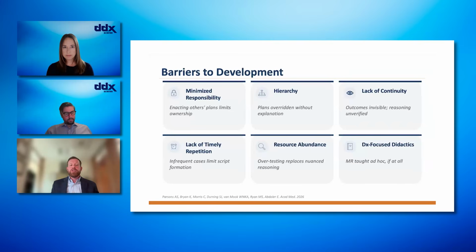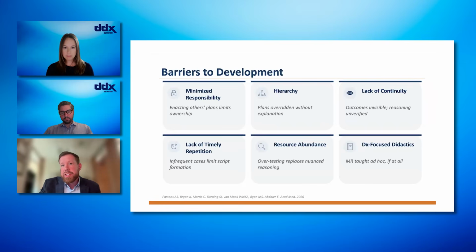Now, before we talk about solutions, I want to show you what they described as the barriers to the development of their management reasoning. So you can see here, minimized responsibility was a huge one. They felt many times they're enacting others' plans and they didn't have autonomy. So that would limit their ownership and their learning. There was a hierarchy when their plans would be overwritten without explanation. That was the key aspect there. Lack of continuity, right? They couldn't see what the effects of their management plan were. There was lack of timely repetition, so infrequent cases or low variability of cases would limit the formation of their scripts.